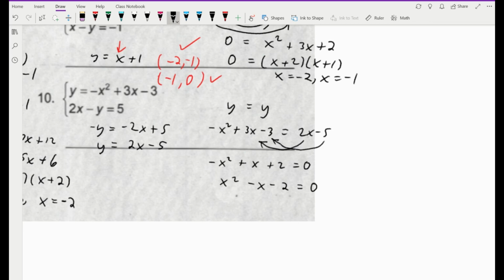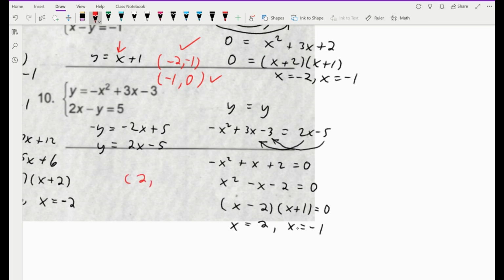We now factor the equation. Factors of -2 that sum to -1. Well, -2 and +1 work. X minus 2, x plus 1. Now when we solve for x, we get x equals 2, and x is equal to -1.